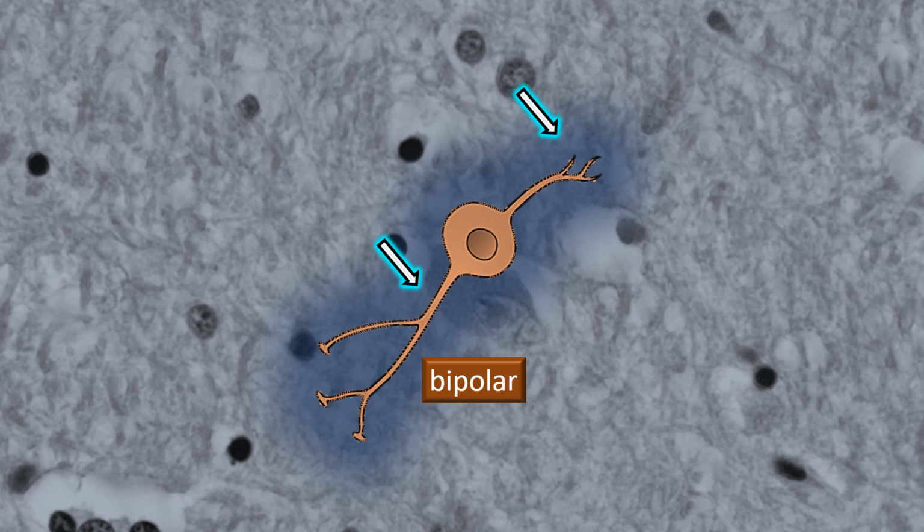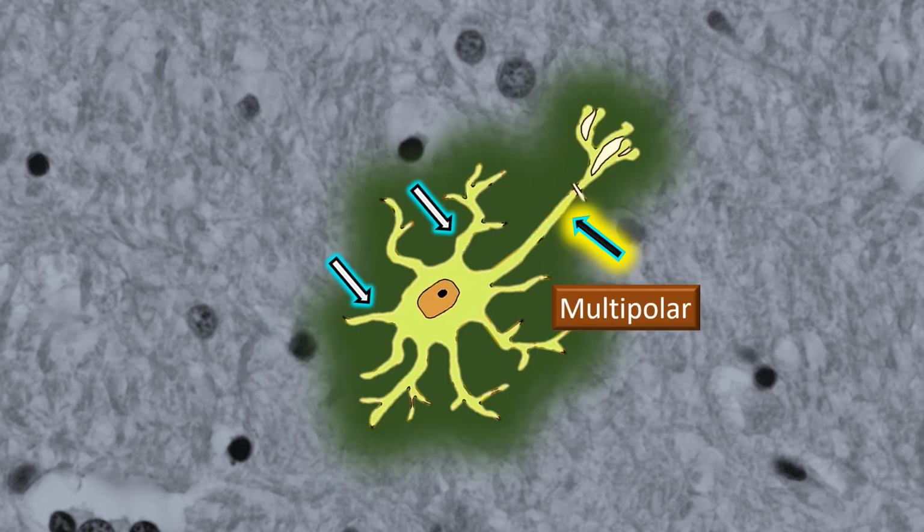Then this is the classic, most often seen cell, the multipolar neuron. The multiple dendrites are shown here by white arrows, and that single axon, which is the longest, is shown by the blue arrow. This is a typical structure of a neuron, and generally we show a multipolar neuron.